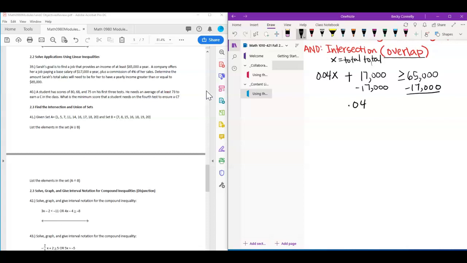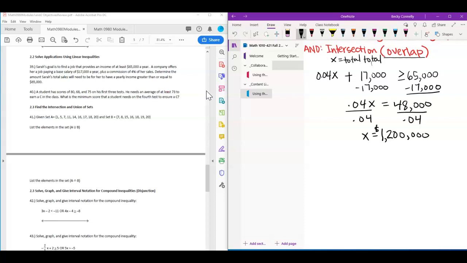So we have 0.04x is greater than or equal to, what do we get here? 65,000 minus 17,000. You guys come up with 48,000, but we're not done. We still need to divide by 0.04. And this is going to give us a huge number. Wow. This is money that we're talking about. So she needs to sell $1,200,000 worth of stuff in order to make that.